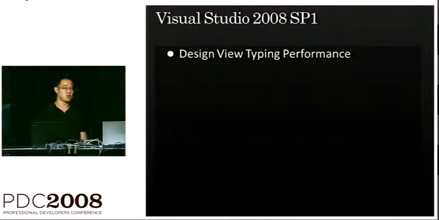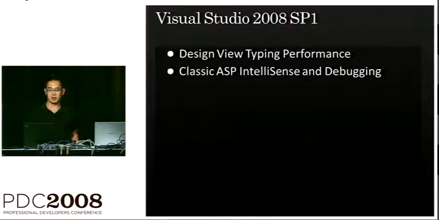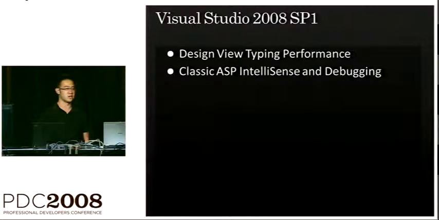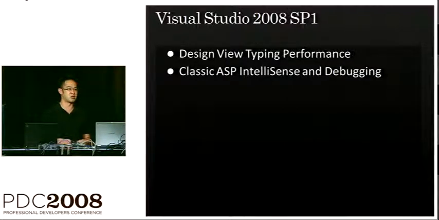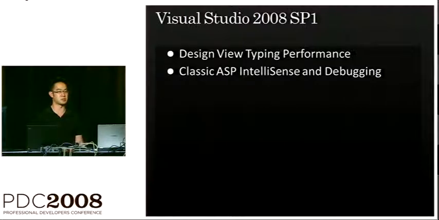A couple more things. We've been working on performance all the way through. You're going to notice with SB1 that typing is a lot more improved, and we're continuing to work on that. We also brought back classic ASP IntelliSense. When we upgraded our JavaScript IntelliSense engine, the VB script engine actually kind of broke along with it, and with SB1 we had the time to get that functionality back up to speed.